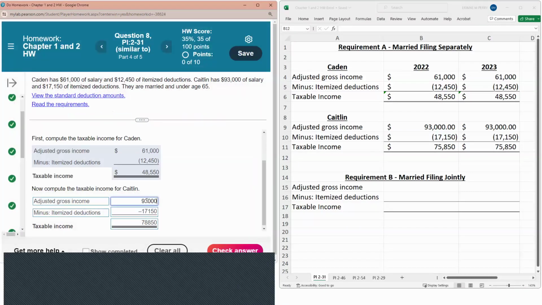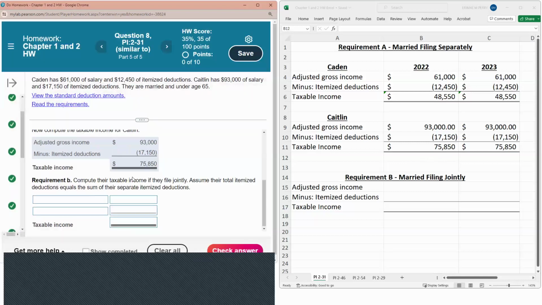Make sure I have it correct. Caitlin's adjusted income, 93,000, 17,150. My apologies, I'm inputting the wrong amounts. 75,850. 93,000, 75,850. Perfect. All right.